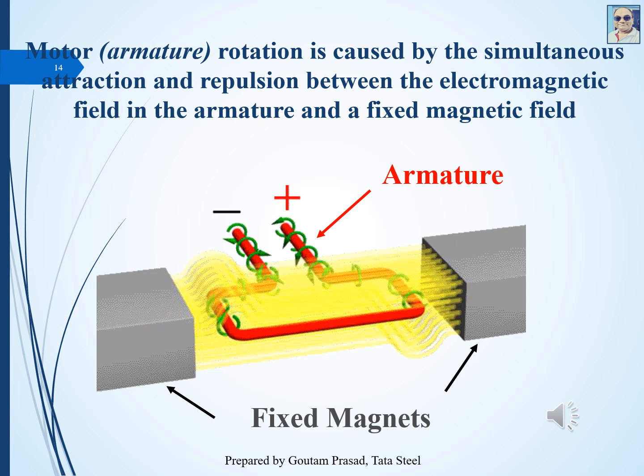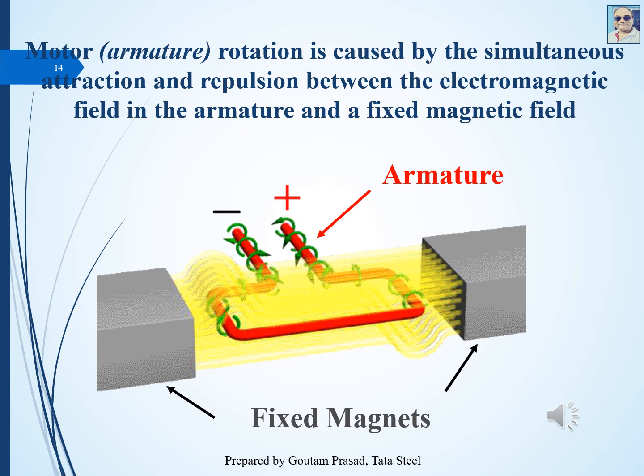Motor armature rotation is caused by the simultaneous interaction, attraction and repulsion between the electromagnetic field in the armature and the fixed magnetic field. So here two magnets in gray color have been shown, and the flux because of this is straight. When a conductor is placed and connected to the positive and negative terminals of a DC power supply, then the current starts flowing through the conductor, and this current causes a magnetic field of its own in the conductor, as we have discussed earlier. And because of the two magnetic fields interacting with each other, something is going to happen. We will discuss later what is going to happen.